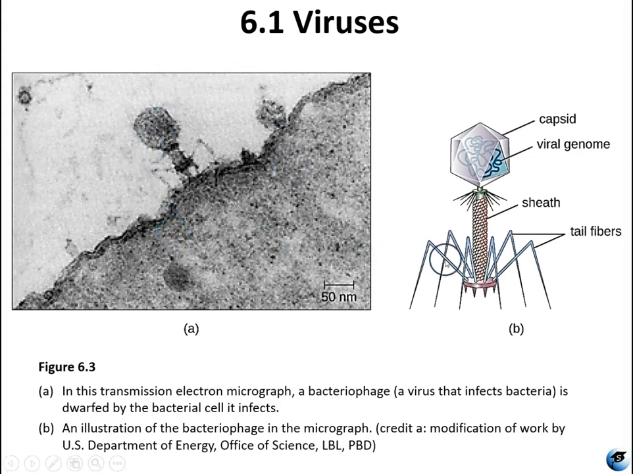This over here, part B of the figure, is showing the structure of this particular virus. They do not all look like this, but it is showing the capsid with the genome, the viral molecular information, genetic information. And then it's just got some structures here that are basically made up of protein. And that's it. No other organelles, right?